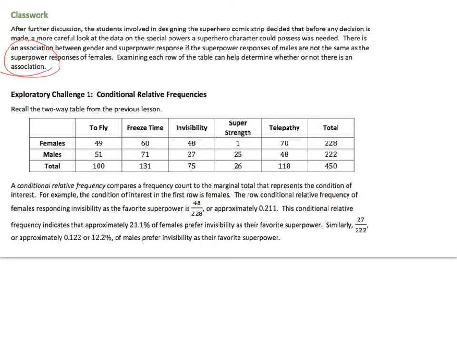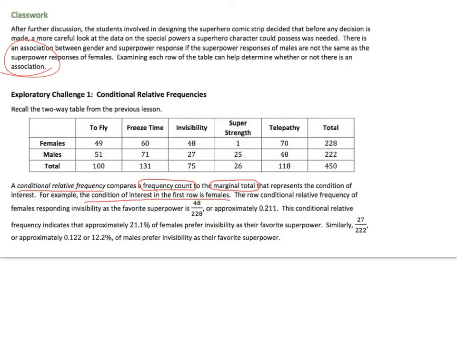So let's talk conditional relative frequency. A conditional relative frequency compares a frequency count to the marginal total that represents the condition of interest. So frequency count compared to the marginal total. For example, the condition of interest in the first row is females.